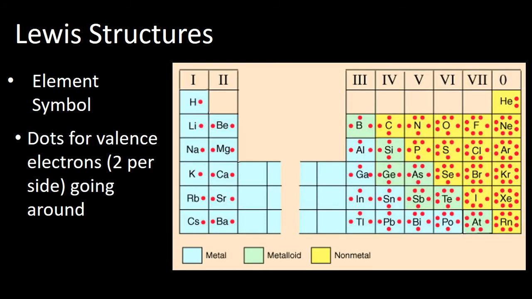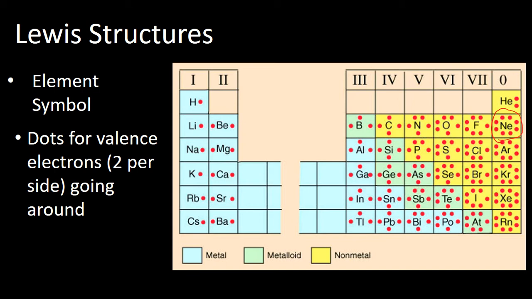So now we're going to talk about Lewis structures, and before we do that, we got to talk about the electron dot configuration, or whatever we call these. Anyway, you need the element symbol, and you put dots for the valence electrons. There's two per side going all the way around. So you want two electrons north, south, east, and west total. So you can see here on, say, neon, that you have the north, the south, and the east and the west all have two electrons, and that's a full octet that's considered stable.